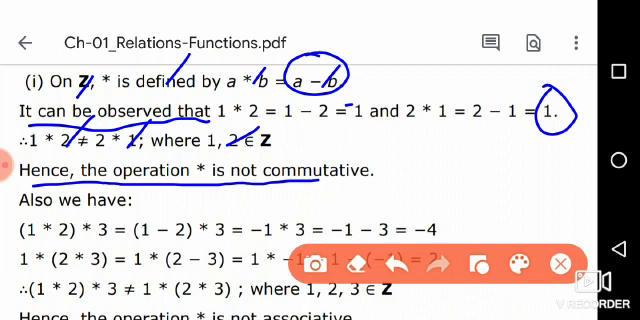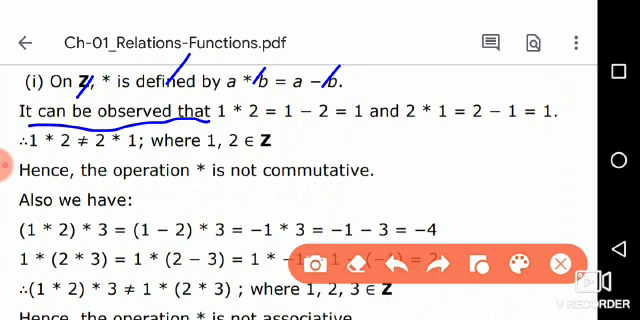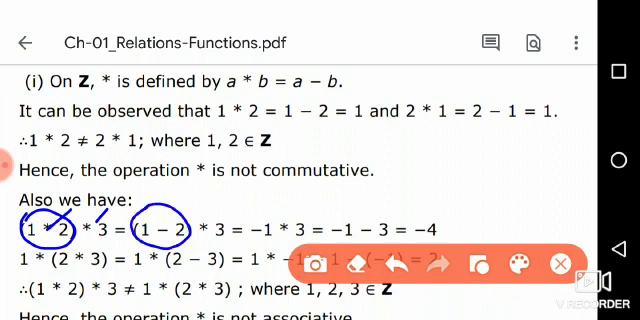Also, if I take 3 elements belonging to the given set, then (1 star 2) star 3 is equal to, let me apply the star definition between 1 and 2. That gives first element minus second element, star 3. But 1 minus 2 is nothing but minus 1, and again star 3. Therefore, according to the definition of the star, first element minus second element. First element is minus 1, minus 3, that gives minus 4.